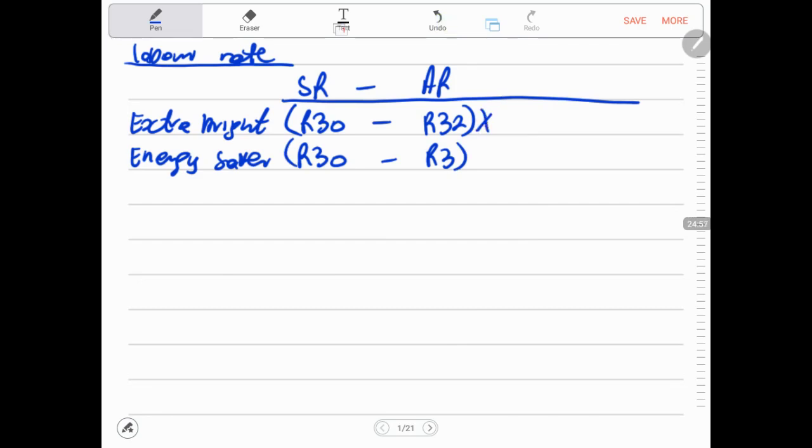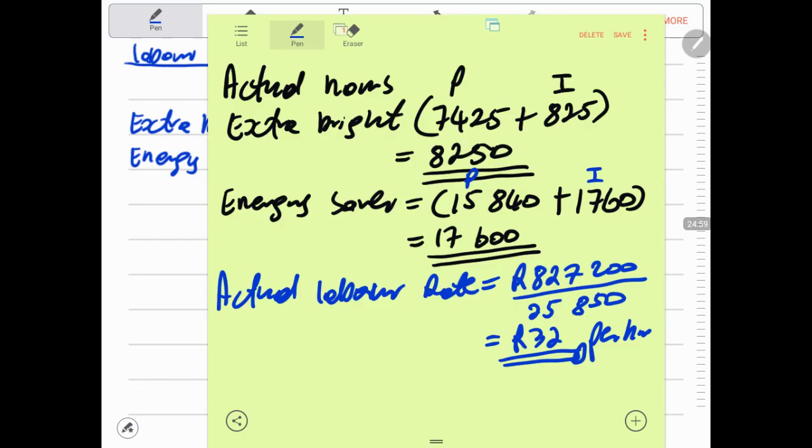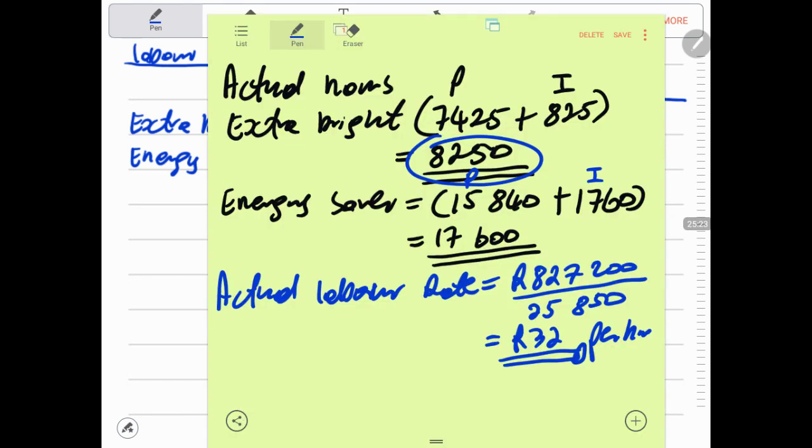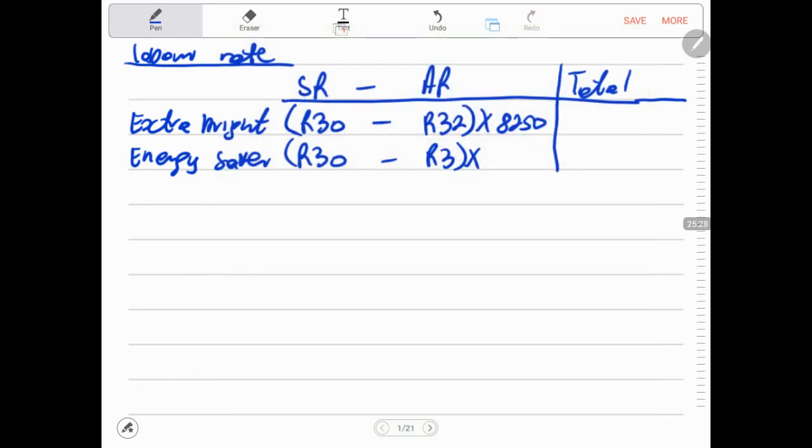We need to check how much is our total actual hours. Our actual hours for the extra bright, we calculated them to be 8,250 hours. So now we need to multiply that by 8,250 hours. The last column will be the column of the total, because we need the total of this variance. And here we multiply by the total hours of 17,600 hours that we calculated previously.